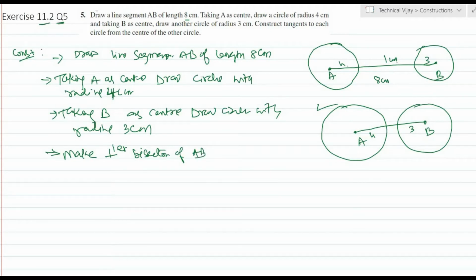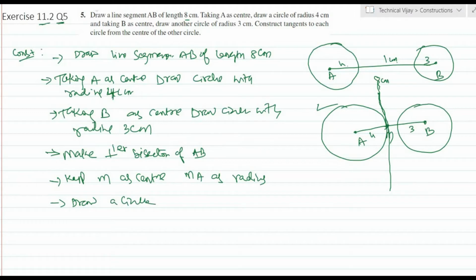Now make a perpendicular bisector of AB. To construct a tangent, we have to make a perpendicular bisector. Because AB is 8 cm, this will be 4 cm, and the perpendicular bisector will be at this point. Let it be point M. Keep M as center and MA as radius, and draw a circle.